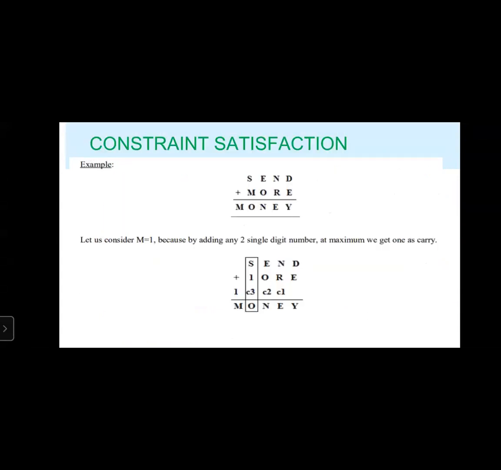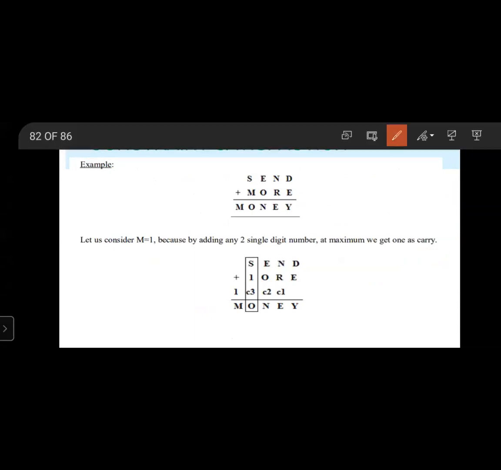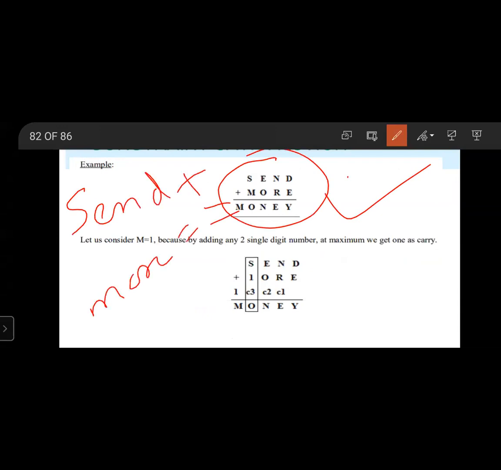Here, let us consider an example, SEND plus MORE equal to MONEY. Constraint satisfaction example: SEND plus MORE equal to MONEY. Here, let us consider M equal to 1. For example, M equal to 1.